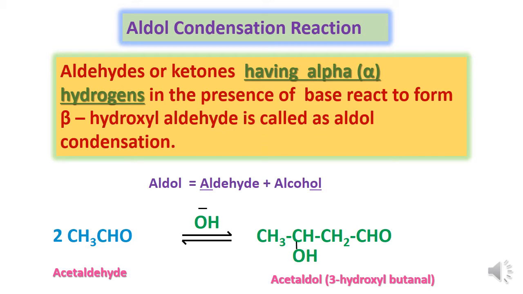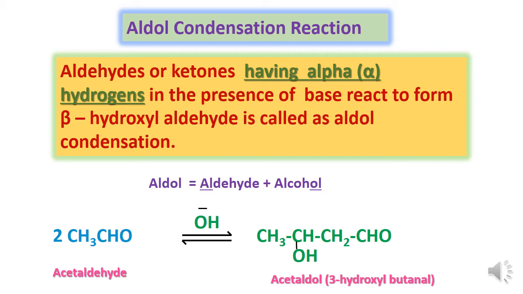Now in this aldol condensation reaction, aldehydes or ketones having alpha hydrogens in the presence of base react to form beta hydroxyl aldehyde, that is called as aldol condensation reaction. So there is a condition that aldehydes or ketones must possess alpha hydrogens in them, and in the presence of base they can react to form beta hydroxyaldehyde.